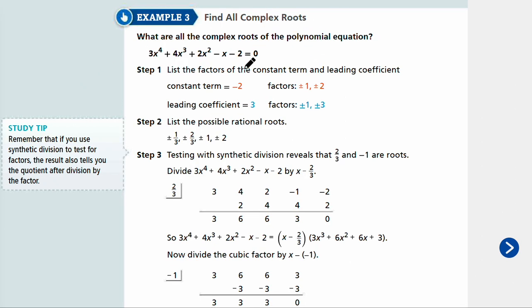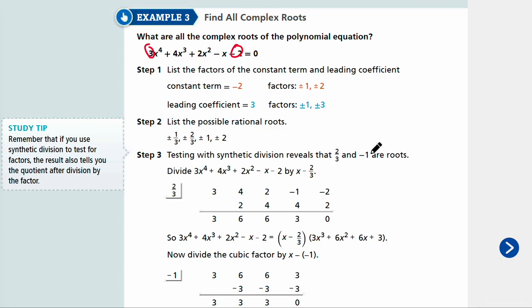So first of all, you're going to look at the constant term and its factors, plus or minus. And then you're going to look at the leading coefficient, 3. And then you're going to list all the possible rational roots. So we have plus or minus 1 over 3, plus or minus 2 over 3, plus or minus 1, plus or minus 2. And then after you plug it in, you see that if we plug in 2 over 3 or negative 1, it becomes a 0.